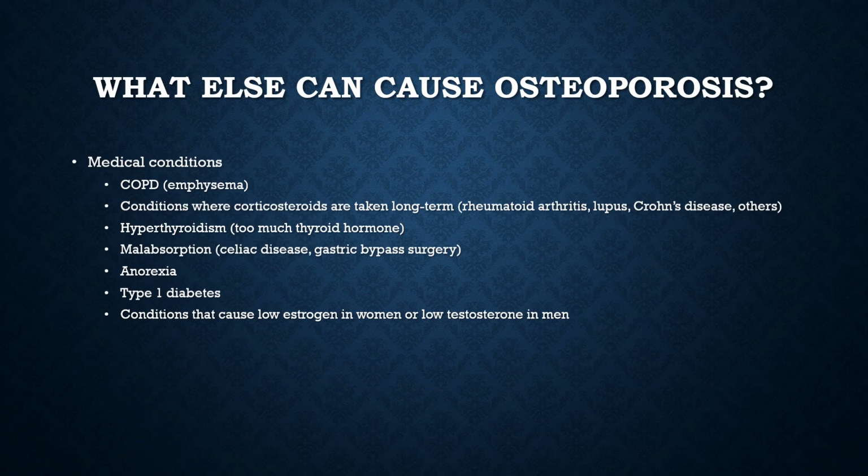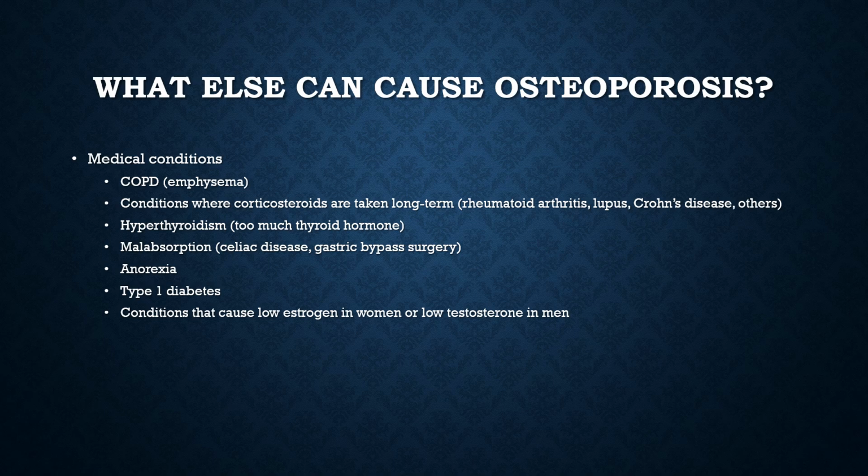There are certain medical conditions that increase the risk of osteoporosis, such as COPD or emphysema, conditions where corticosteroids are taken long-term, like rheumatoid arthritis, lupus, and Crohn's disease, hyperthyroidism, where there's too much thyroid hormone circulating in the bloodstream, malabsorption syndromes like celiac disease or gastric bypass surgery, anorexia, type 1 diabetes, and then some conditions that cause low estrogen in women or low testosterone in men.